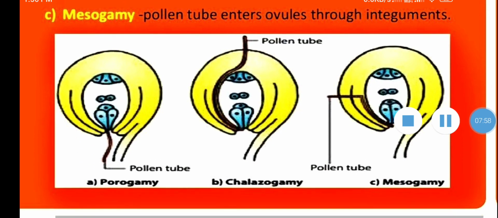You can see here 3 diagrams are shown. The first one is porogamy. Here pollen tube enters through the micropyle. Chalazogamy. Here you can see entry of pollen tube through chalaza. And here in the third diagram, that is mesogamy, pollen tube enters through the integument.